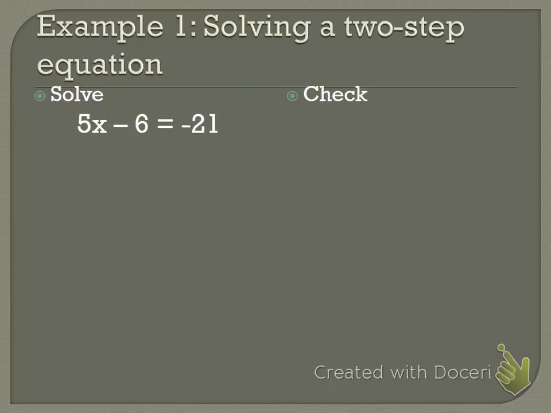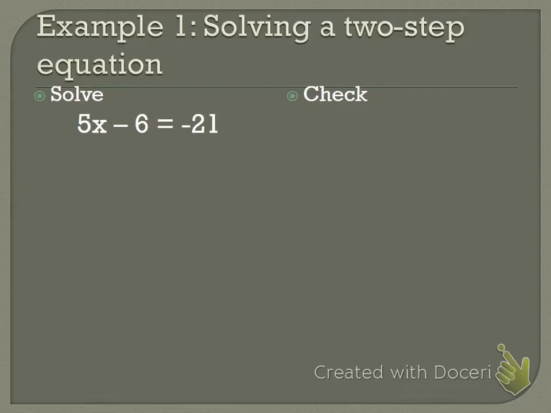So here's what you need to know about solving a two-step equation. I want you to write down the equation 5x minus 6 equals negative 21. So we need to first move the term that is not connected to the variable. On the side with the variable, my goal is still to get the variable by itself. Which term is not connected to x? Negative 6.